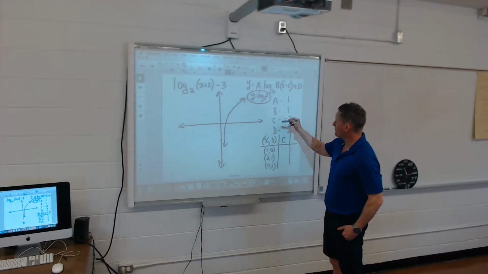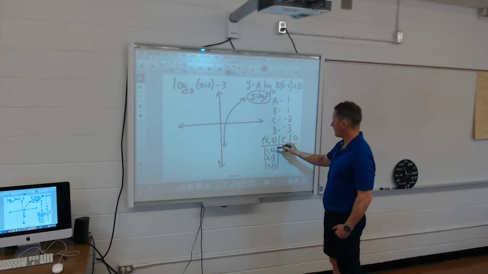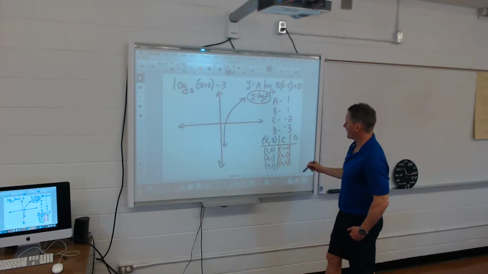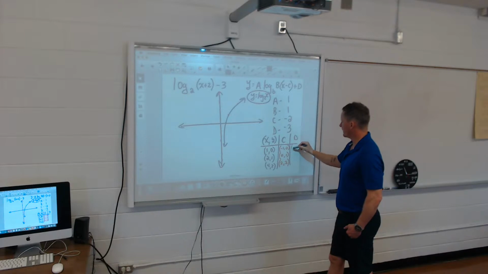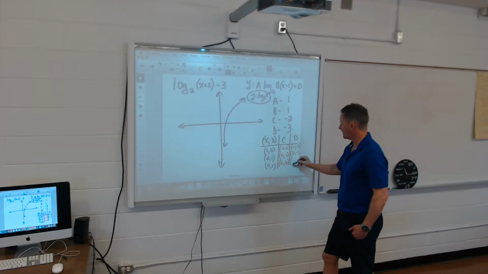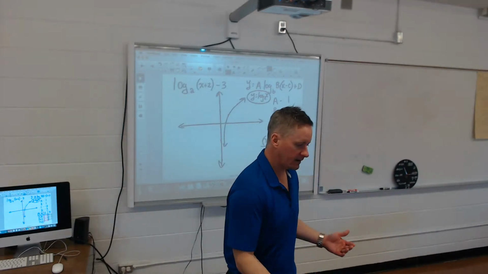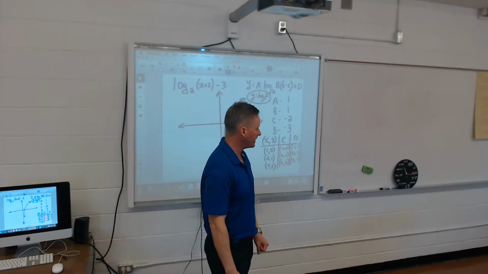Now where do I move them? Well, I move them all left 2. So this becomes (-1, 0), (0, 1), and (2, 2). Then I have to move them all down 3 because of D. So this becomes (-1, -3), this becomes (0, -2), and that becomes (2, -1). So I could graph those three coordinates as they've transformed, just like I've done in the past.